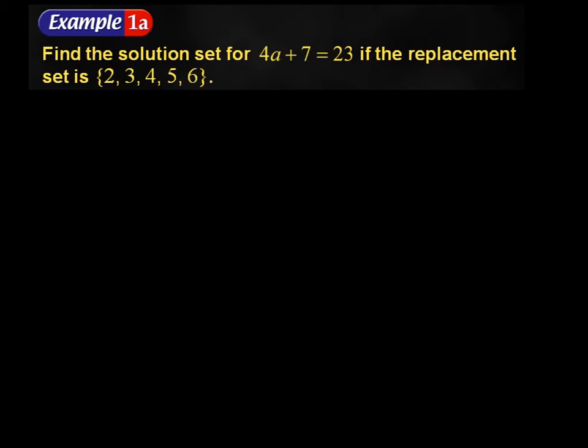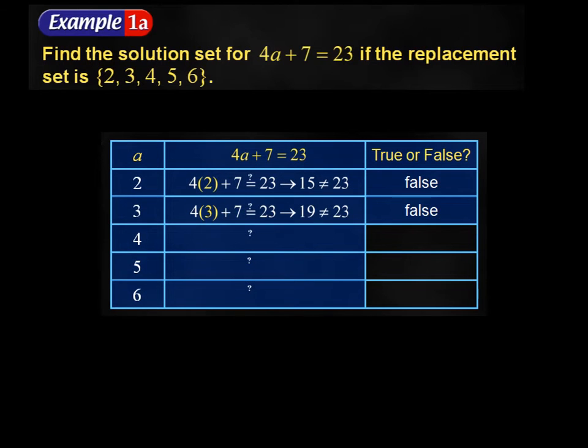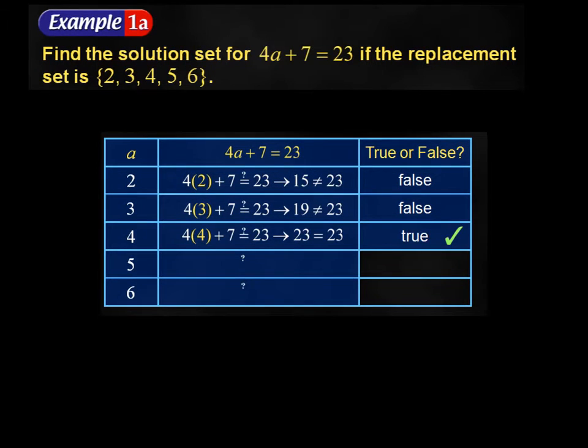You may know a better way than using guess and check, but I'm going to model it here. They asked us to find the solution set for 4a plus 7 equals 23 if the replacement set is {2, 3, 4, 5, 6}. First we're going to replace a with 2, and 4 times 2 is 8, plus 7 is 15, which is not 23. So we're going to call that false. And when we substitute 3 in, 4 times 3 is 12, plus 7 is 19. Nope, not 23. 4 times 4 is 16, plus 7 is 23. Hey, that's what we're looking for.